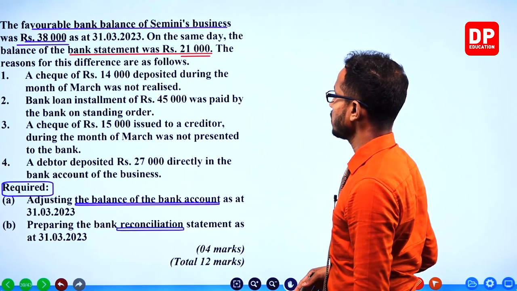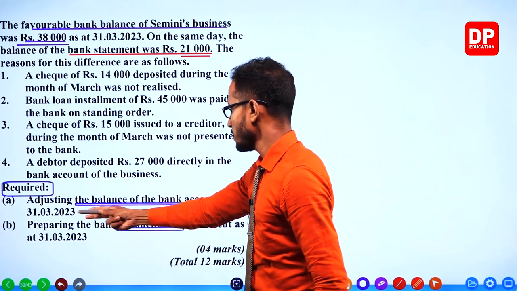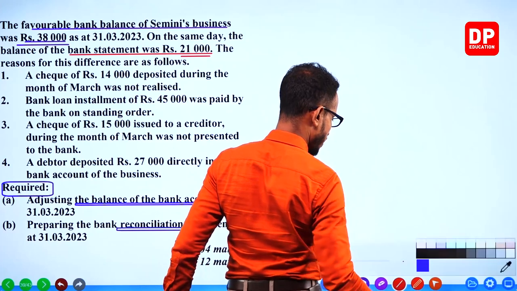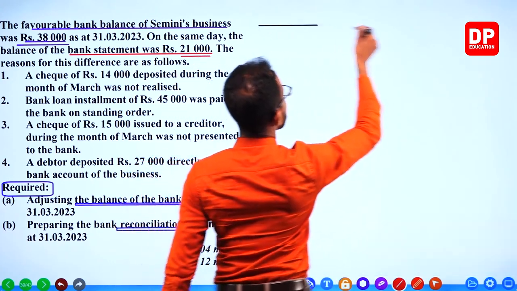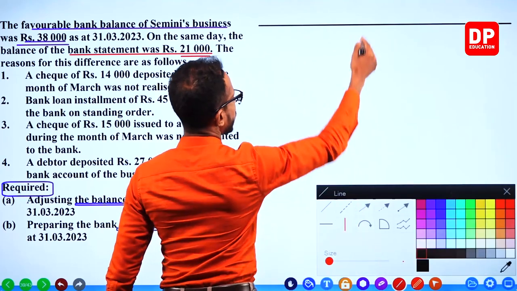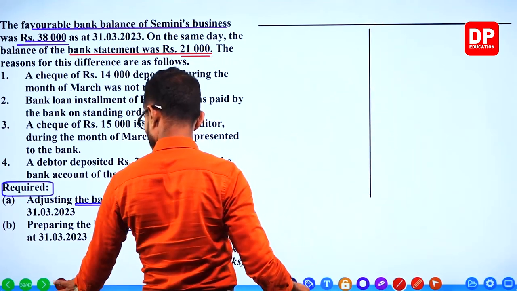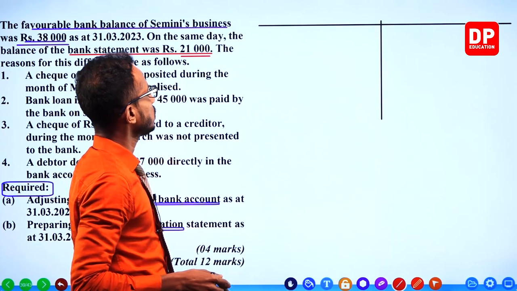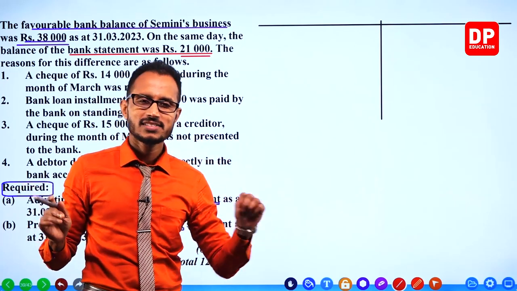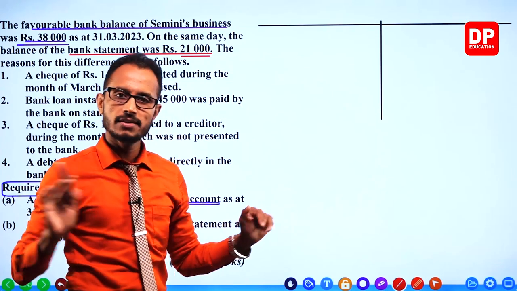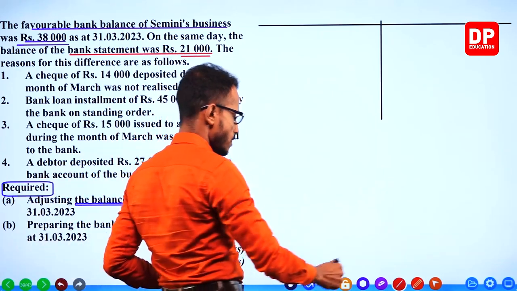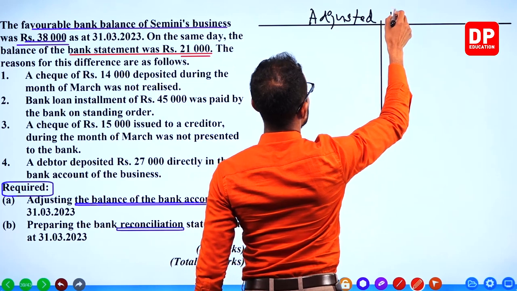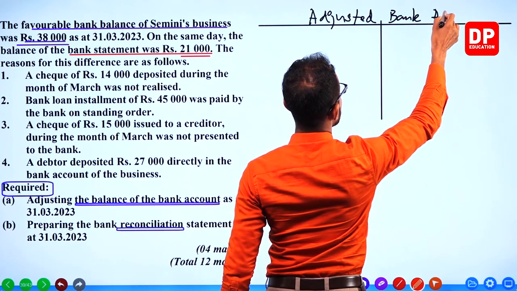Favorable balance of the bank, balance of Semini in his business. Adjusting the balance of the bank account. It's just a T account. It doesn't matter. The bank account can be a T account, right? This is the adjusted bank account of Semini in his business. No need of going very far down. It's going to be just 2-3 entries, so 4 lines will be enough for the adjusted bank account. Adjusted bank account of Semini in his business.